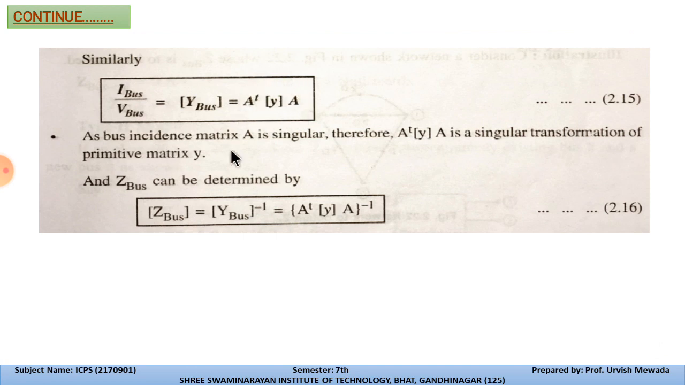As the bus incidence matrix A is singular, therefore A transpose Y into A is a singular transformation of the primitive matrix Y. And Z bus can be determined, that Z bus is equal to Y bus inverse, that we saw from the previous theory. So as we are taking Y bus inverse, this equation will become A transpose into Y into A. So this will be the singular transformation equation for the Y bus and Z bus.